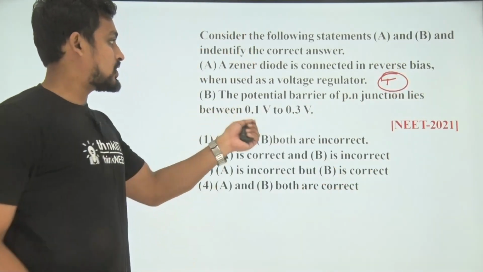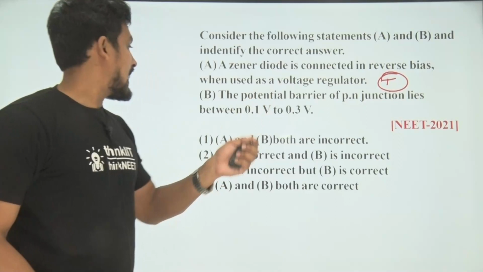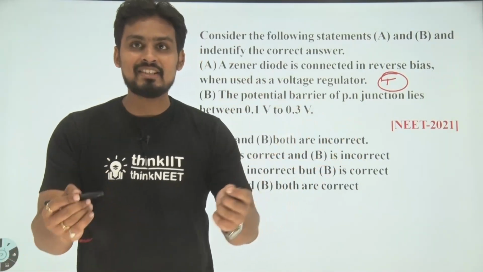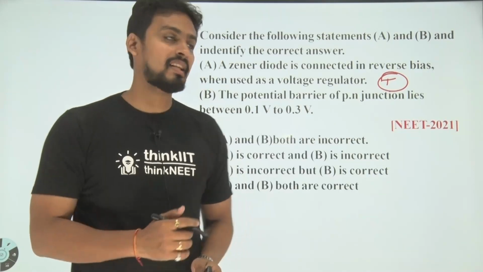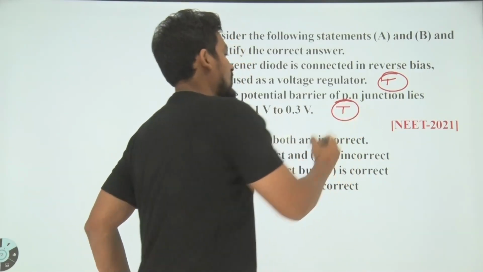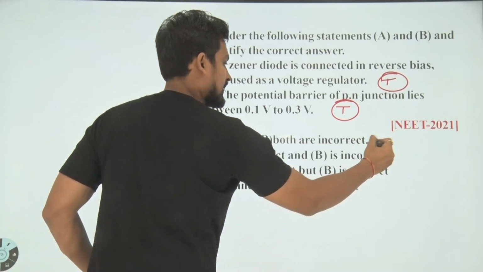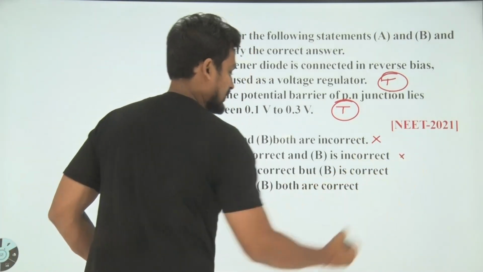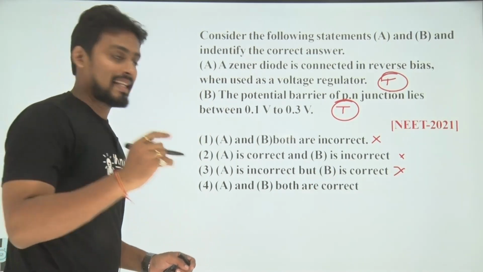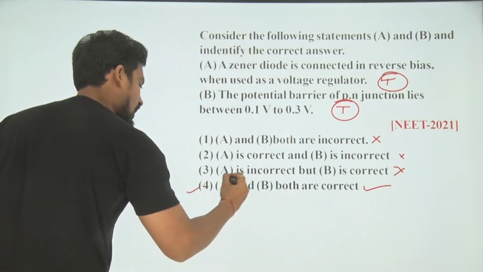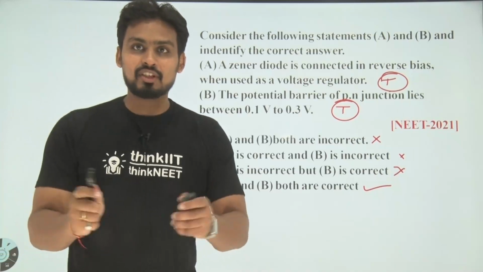B: The potential barrier of a PN junction lies between 0.1 volt and 0.3 volt. Yes, this is correct. This is a basic fact that is written in the NCERT. Hence, this statement is also true. So among the options, A and B both are incorrect, false. A is correct, B is incorrect, false. A is incorrect and B is correct, false. And A and B both are correct. Yes, this is the correct answer. Hence, option 4 is the final answer for this particular question.